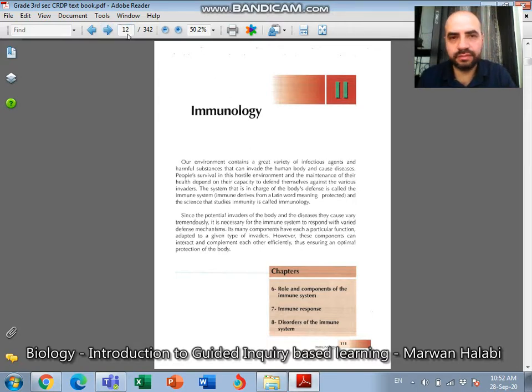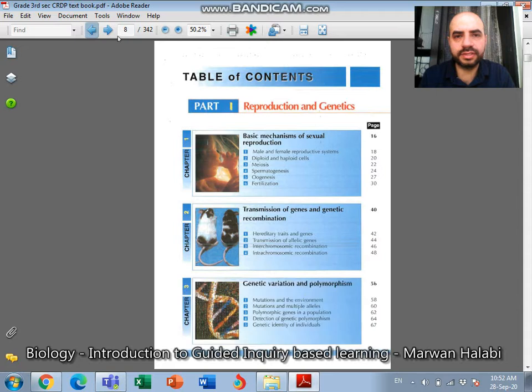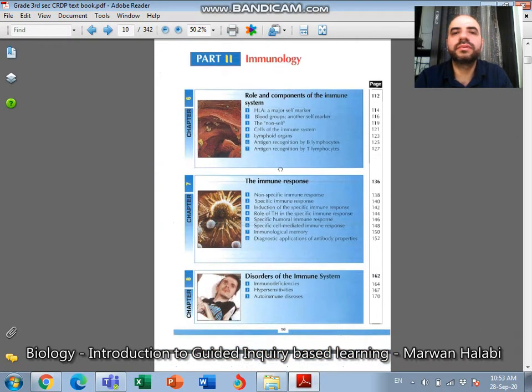On page 12, first, you can see the table of contents, which consists of parts which are units. And each unit or part has a title, for example, reproduction and genetics, and another unit whose name is immunology. Immunology, for example, is unit 2 or part 2 of this book, and it consists of 3 different chapters. Each chapter consists of lessons, and each lesson is called a group of documents.